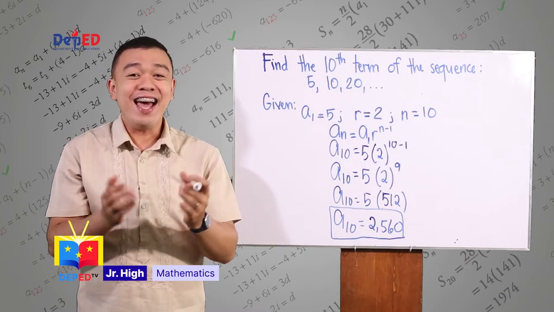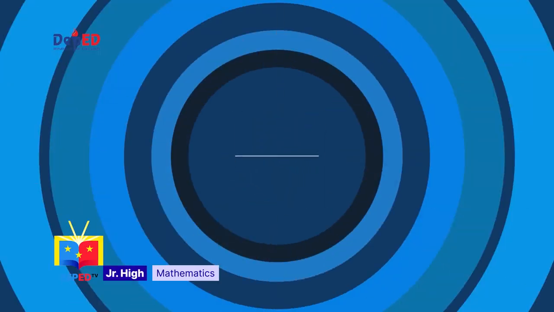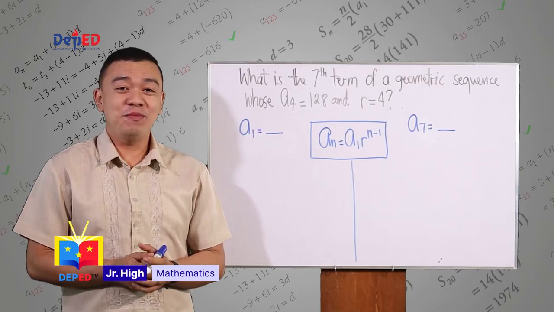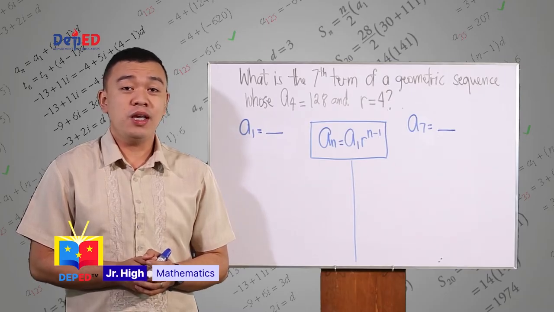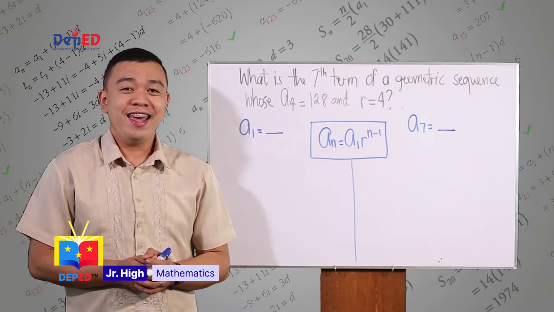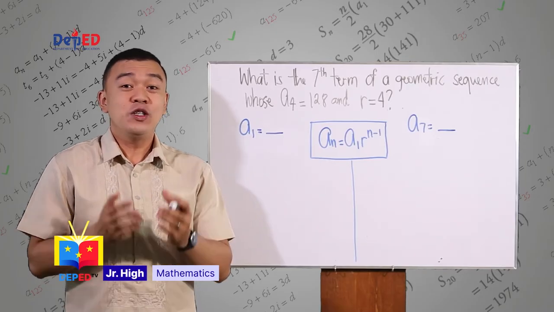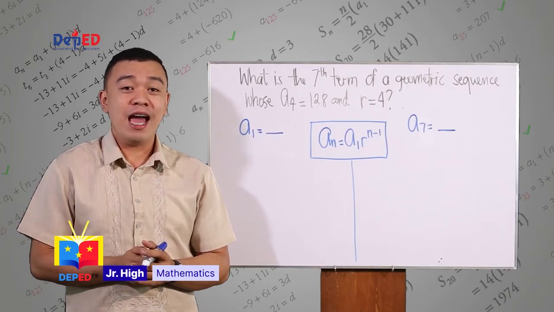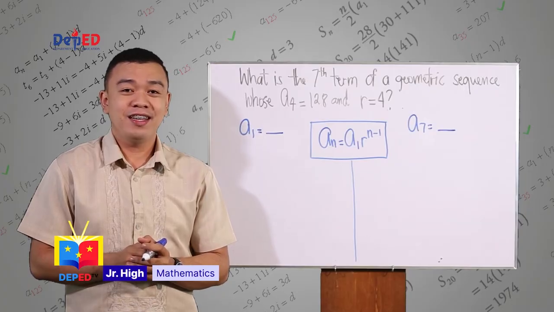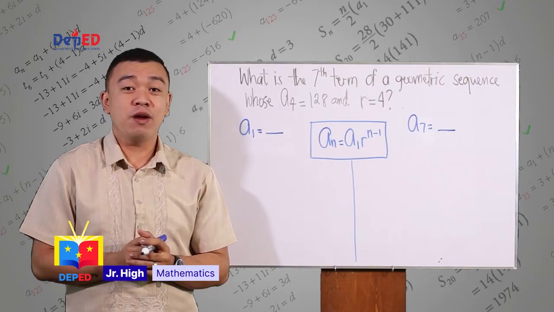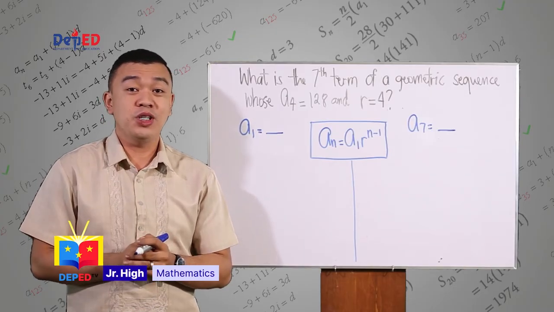Incredible! Now, let's have another activity. What is the seventh term of a geometric sequence whose fourth term is 128 and the common ratio is equal to 4? To begin with the problem, you must analyze carefully what it asks for. The problem is asking for the seventh term, but the first term was not given.